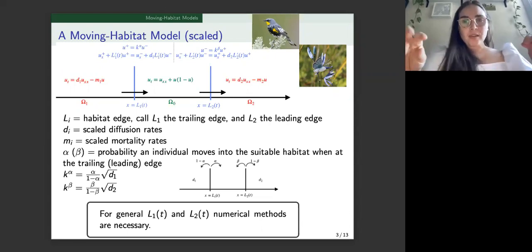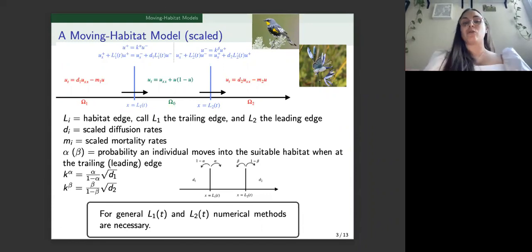As well, across our interfaces, we have to introduce coupling equations. We have coupling equations for flux, and density has a jump given by these proportionality constants K alpha and K beta. K alpha and K beta are dependent on the diffusion rates and on habitat preference. We explain the habitat preference via a probability that an individual moves into the suitable habitat when at the trailing or leading edge. We can motivate this with the example of the Fender's blue butterfly, which will bias its movement towards its suitable habitat if near a habitat edge.